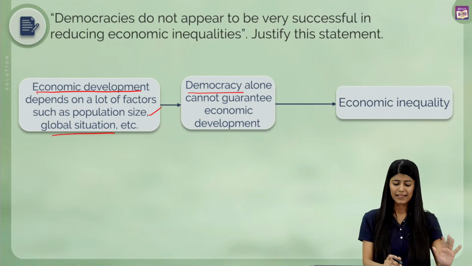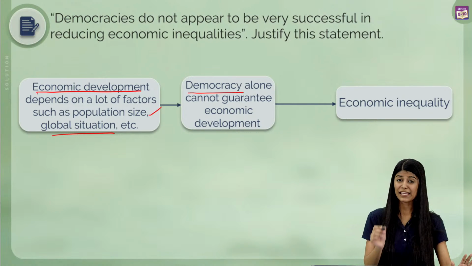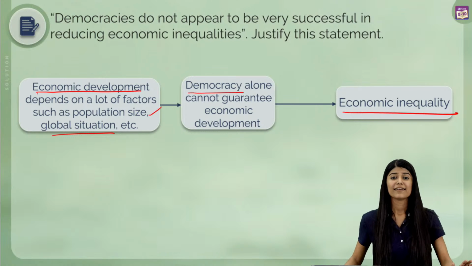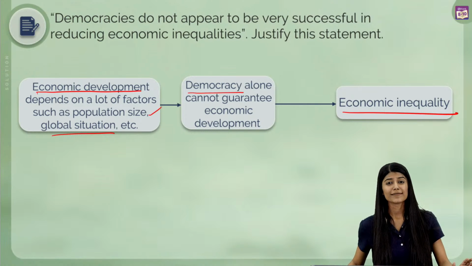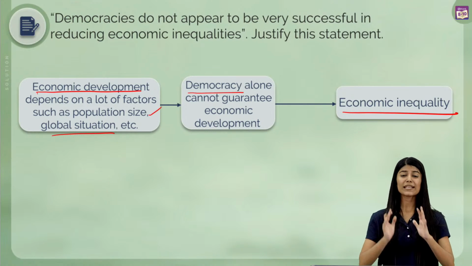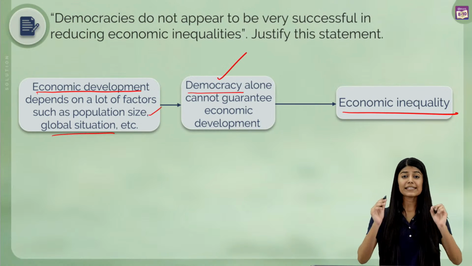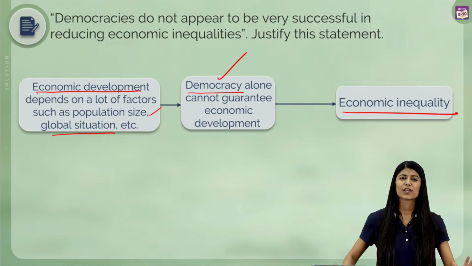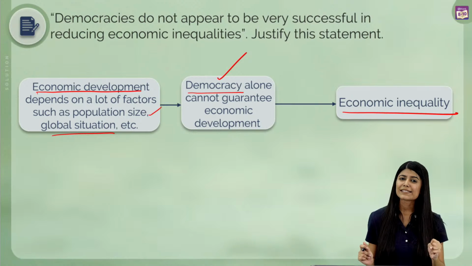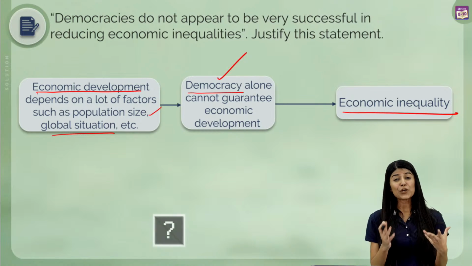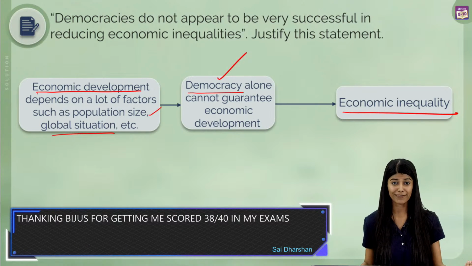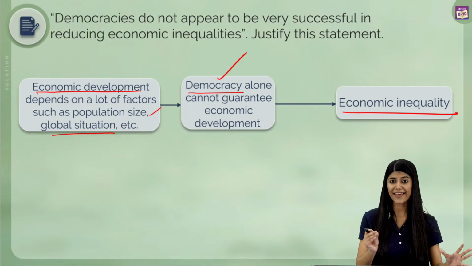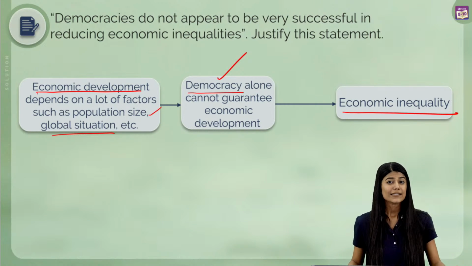So even if there is economic growth, it is interestingly accompanied by economic inequality. Let us understand this with an example. Let's assume that democracy guarantees economic development. What would happen? There would be a lot of job opportunities, and the livelihood of the people would be so much better, right? This is what would happen if democracy guarantees economic development.